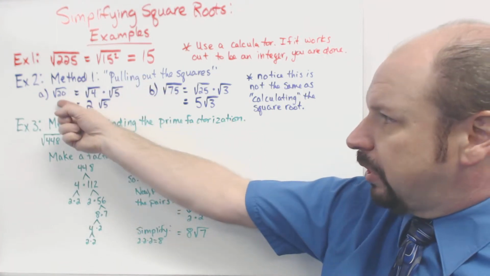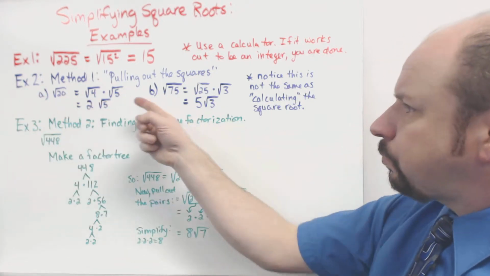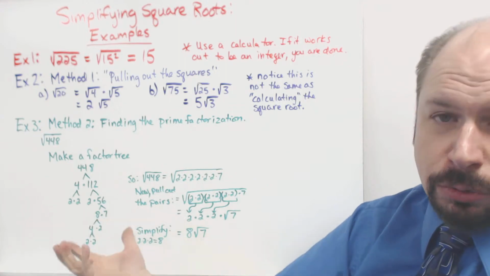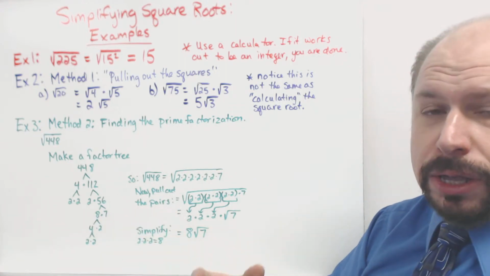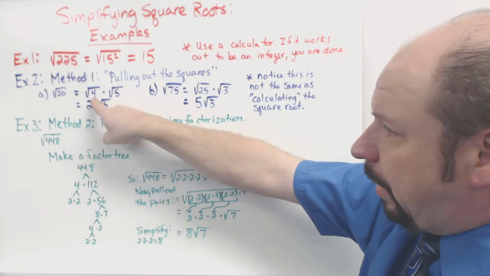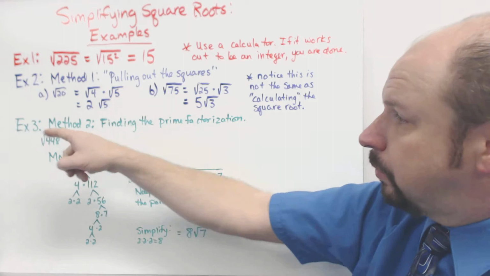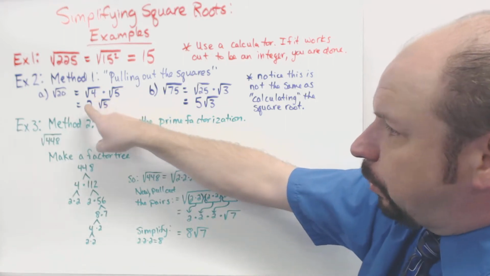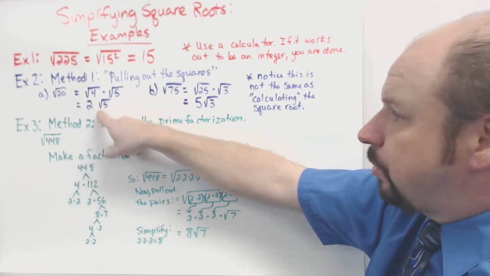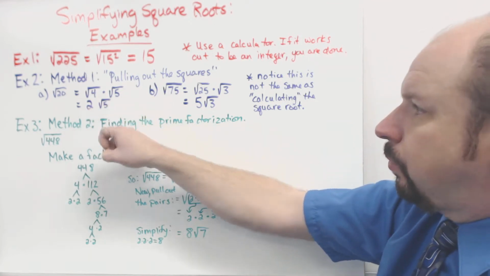So what we're going to do is split that out. We're going to take out the perfect square, which in this case is 4. So we're going to just divide it up. So we have the square root of 4 times the square root of 5. Notice 4 times 5 is still 20. So when we take the square root of 4, that is 2. So our simplified version of this is 2 times the square root of 5.